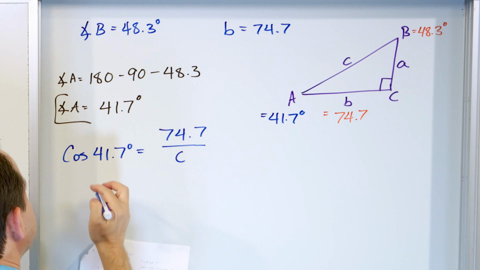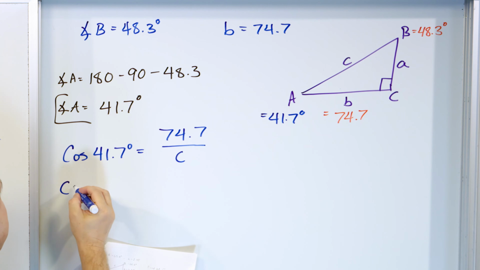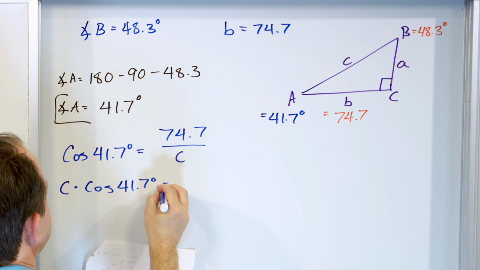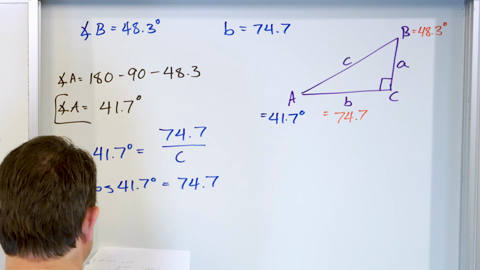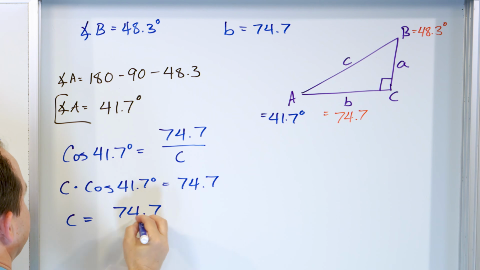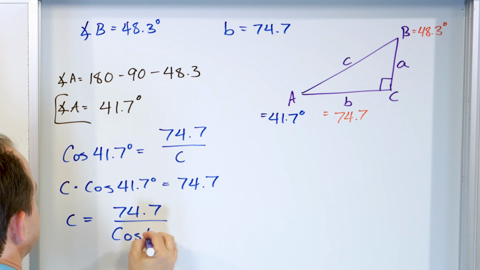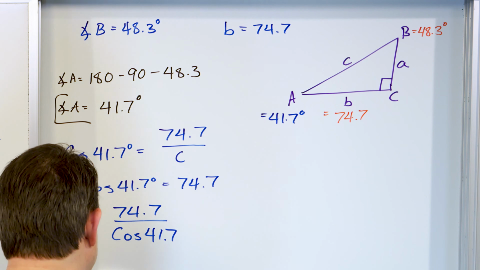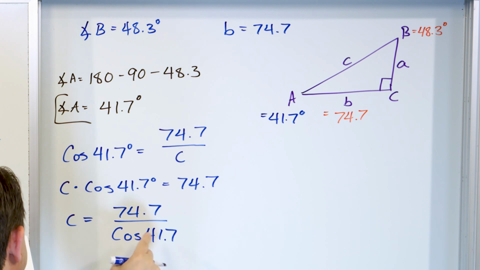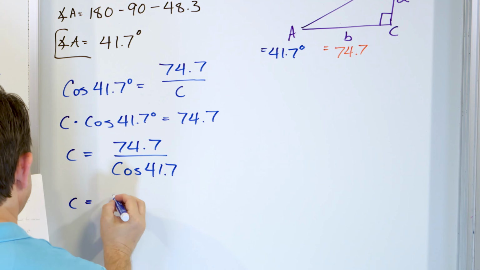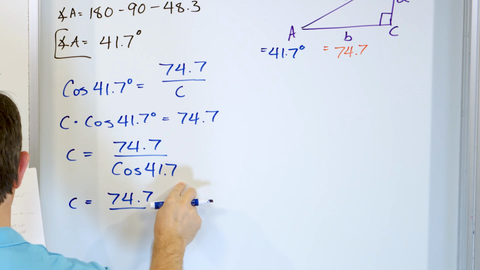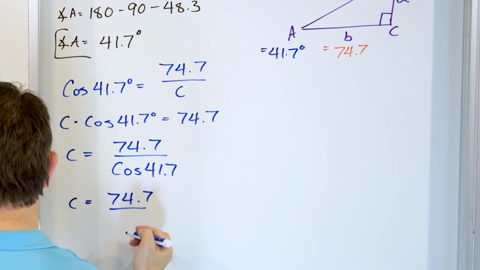So same thing, I can multiply by C to get rid of it. So C multiplied by the cosine of 41.7 degrees is 74.7. And then I'm going to divide by this, so I'll get C equals 74.7 divided by the cosine of 41.7. And the cosine of this angle, 41.7, works out to be 0.747.